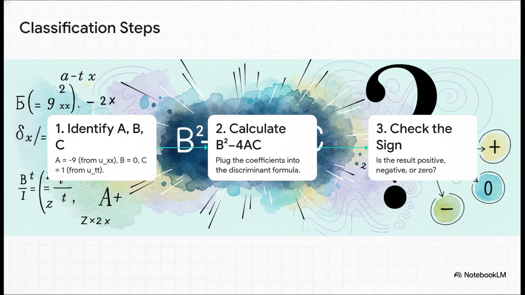Now be really careful here. A is the number in front of the u sub x x term, which in this case is -9. That minus sign is so easy to miss, so watch out for it. There's no mixed derivative term, so b is just 0. And c in front of u sub tt is 1.